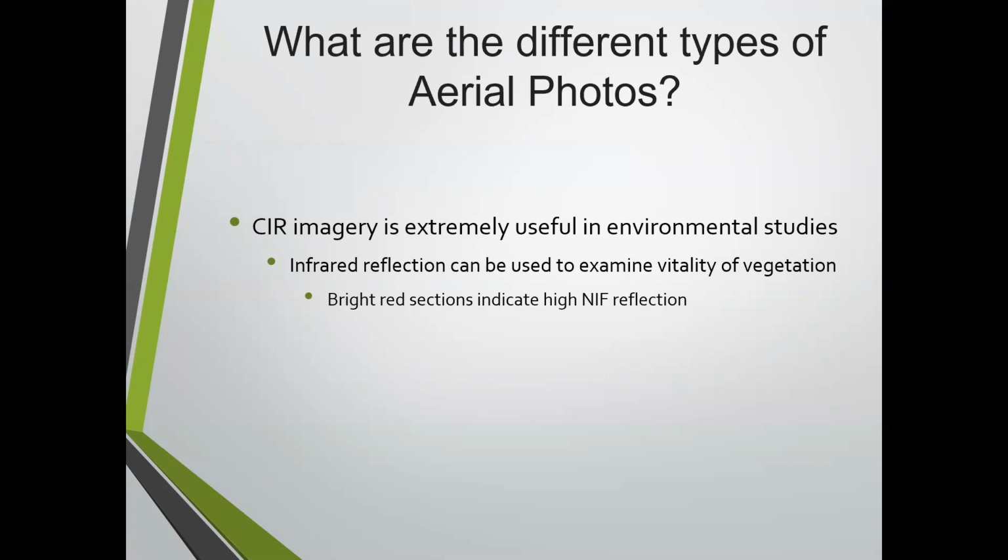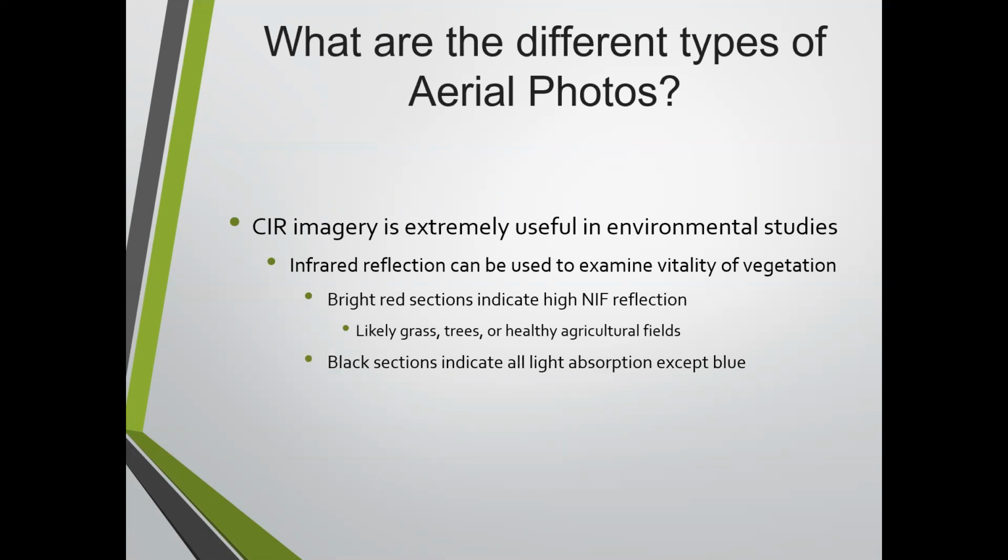Bright red sections indicate high NIR reflection, excuse me. So things like grasses, trees, or healthy agricultural fields are going to produce a bright red. If it's not healthy, you're going to get less of a red color or even not a red color. Black sections indicate that all light is absorbed except for blue. Again, things like water courses will do that, likely lakes, ponds, streams, or rivers.